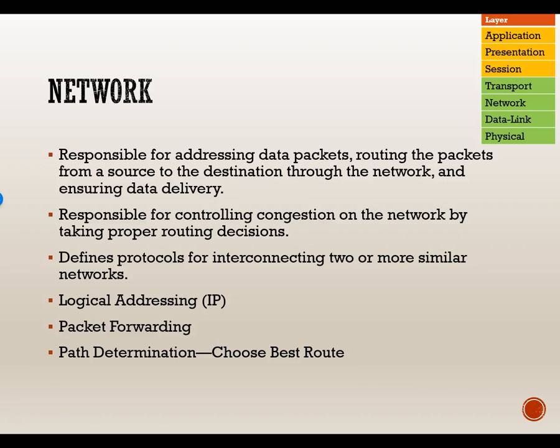Welcome back. We'll continue with the OSI model. Now we're at layer three. We talked about the physical layer, the data link layer, and now the network layer, for addressing data packets, routing the packets from the source to the destination through the network, and ensuring data delivery. What it is responsible for is getting the packets from point A to point B.